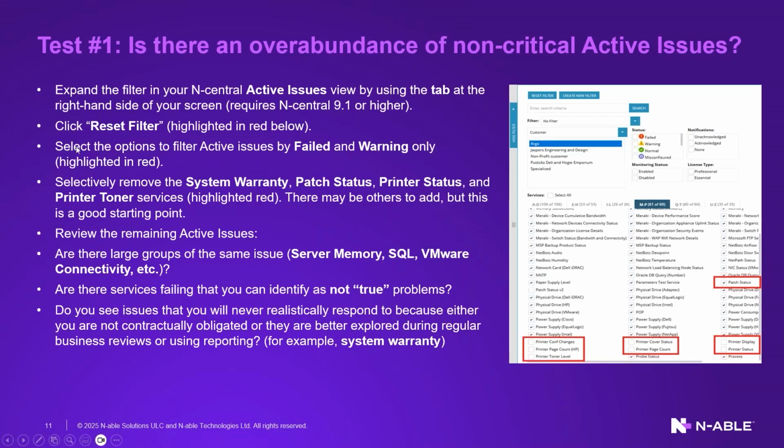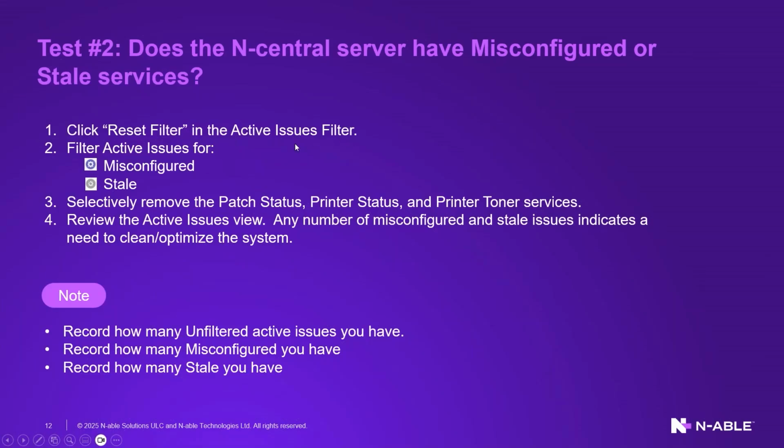So what we're going to do is expand the filter in the active issues view. This is not the slide I changed my slides, so it's funny that this is my old one. But we're going to reset the filter and do some cool stuff. So test number 2: reset that filter in the active issues view, and also filter for misconfigured and stale. Then selectively, we're going to remove patch, printer status, and toner services, or anything you're not really contractually obligated to handle.